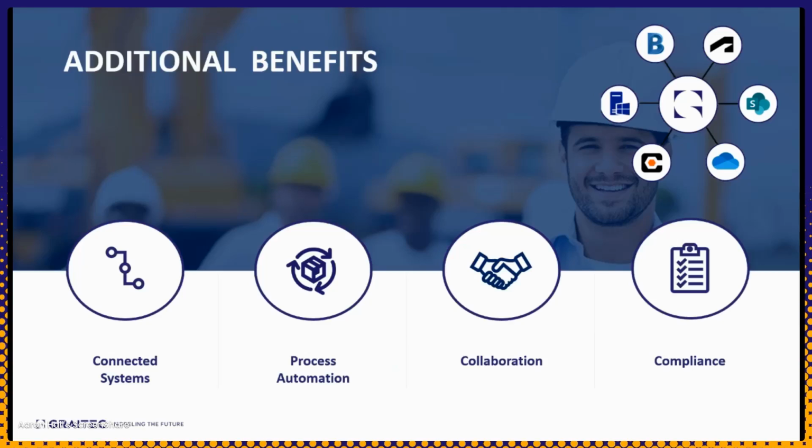Collaboration. The solution enhances collaboration by enabling real-time data sharing across data sources, ensuring everyone is working with the latest information. So it keeps everybody on the same page. Windows doesn't support versioning of files, but BIM 360 and ACC do. So you can leverage that to see every version of a file that you have.